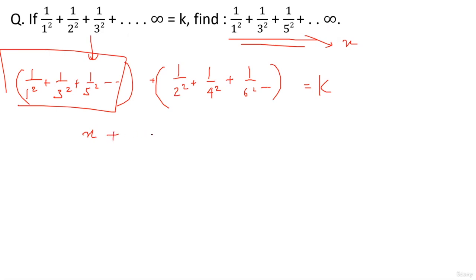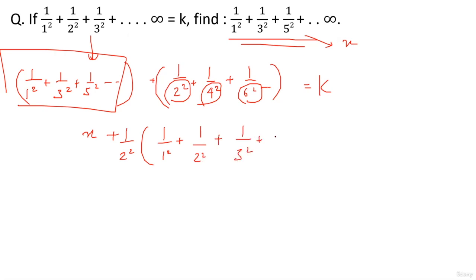So x plus, now between all of these terms you can take 1 upon 2 square outside. Why? Because when you do that, here 1 upon 1 square remains. 2 square into 2 square is 4 square, so this is again 2 square remaining. And 6 square is 2 square into 3 square, right? So here 3 square remains upon 4 square. This will go on continuing infinitely. This is equal to k.